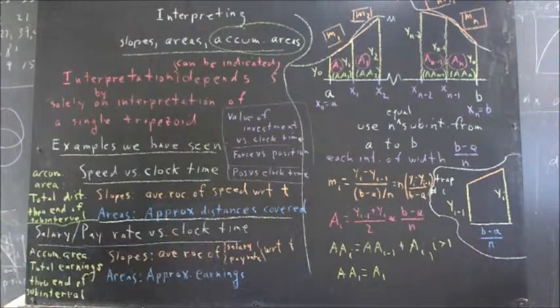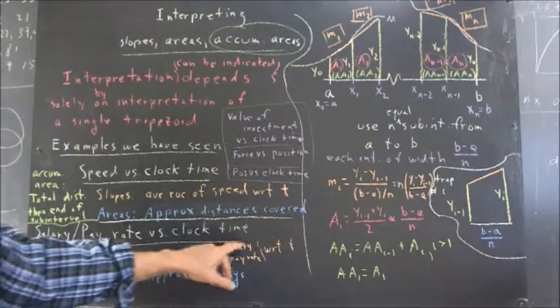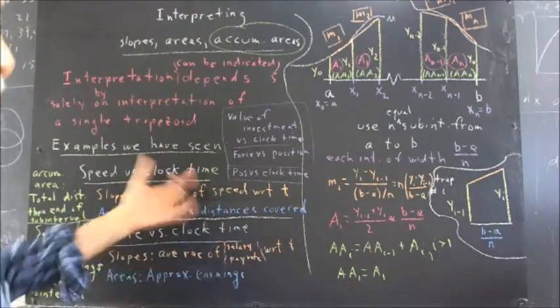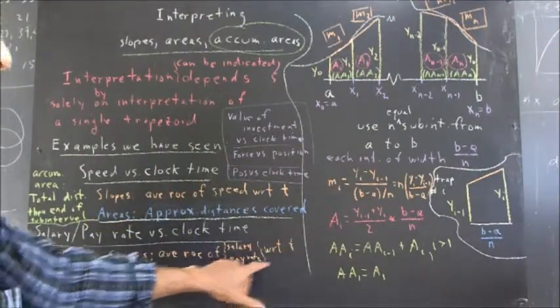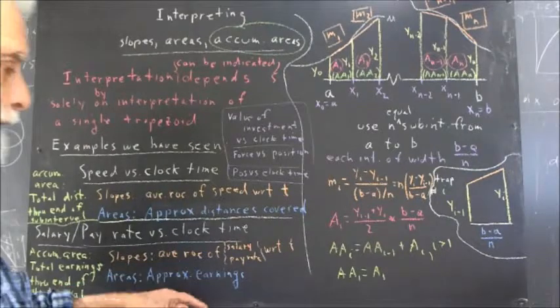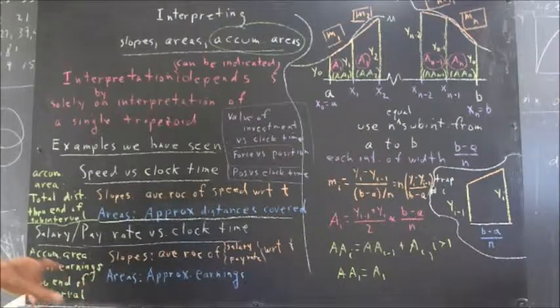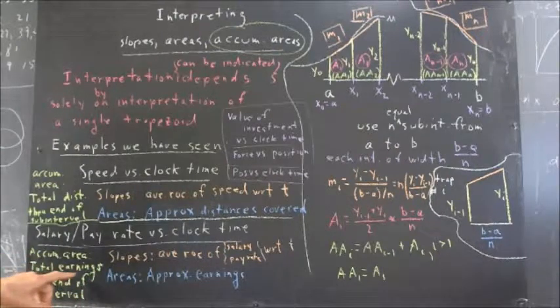Okay, salary, pay rate versus clock time. Slopes represent the average rate of change of salary with respect to clock time, or average rate of change of pay rate with respect to clock time. Again, as we saw, you can review that. And the area of a trapezoid represents the approximate earnings over the associated interval. The accumulated area, therefore, represents total earning through the end of whatever subinterval.